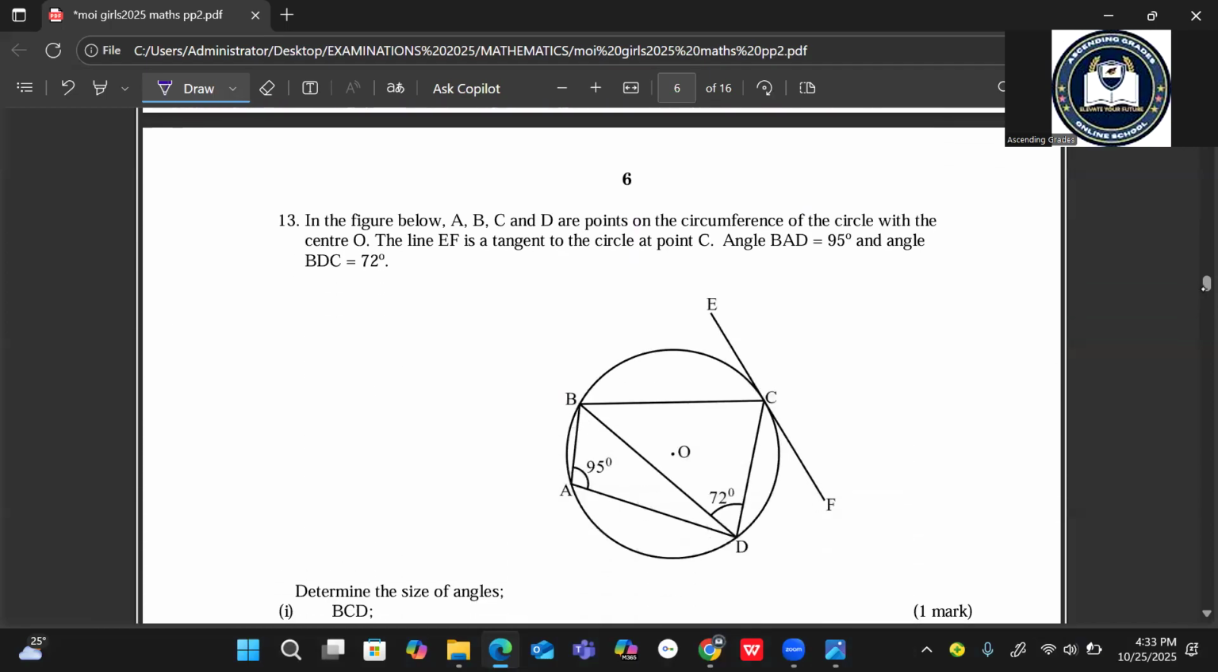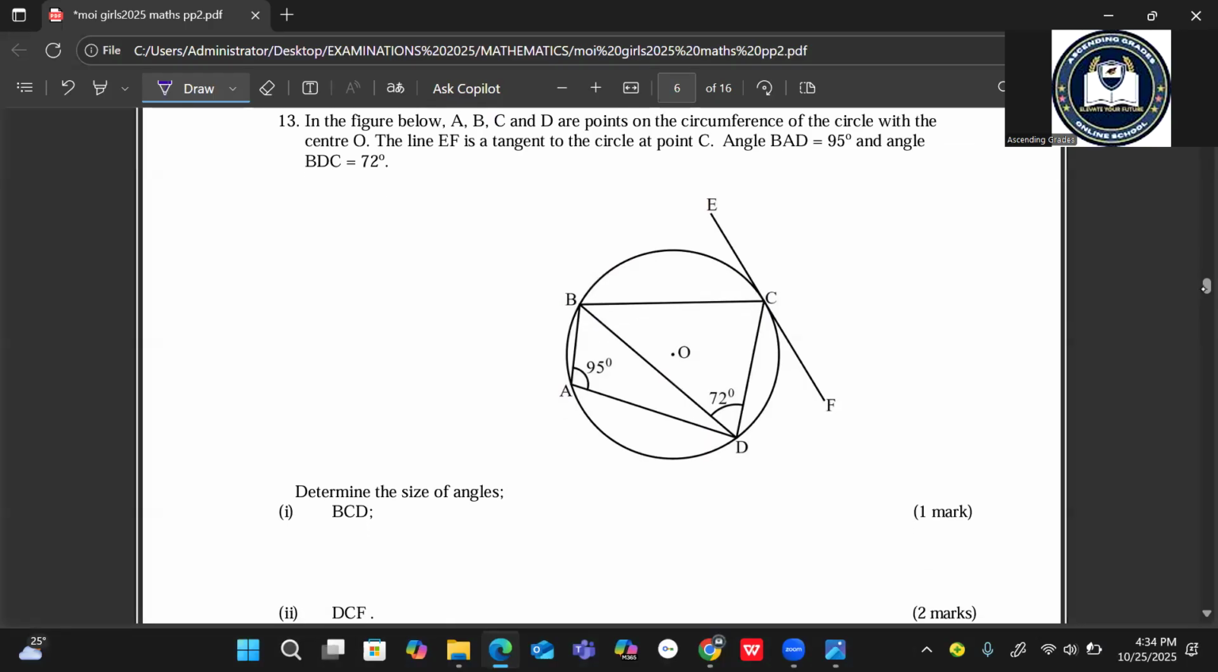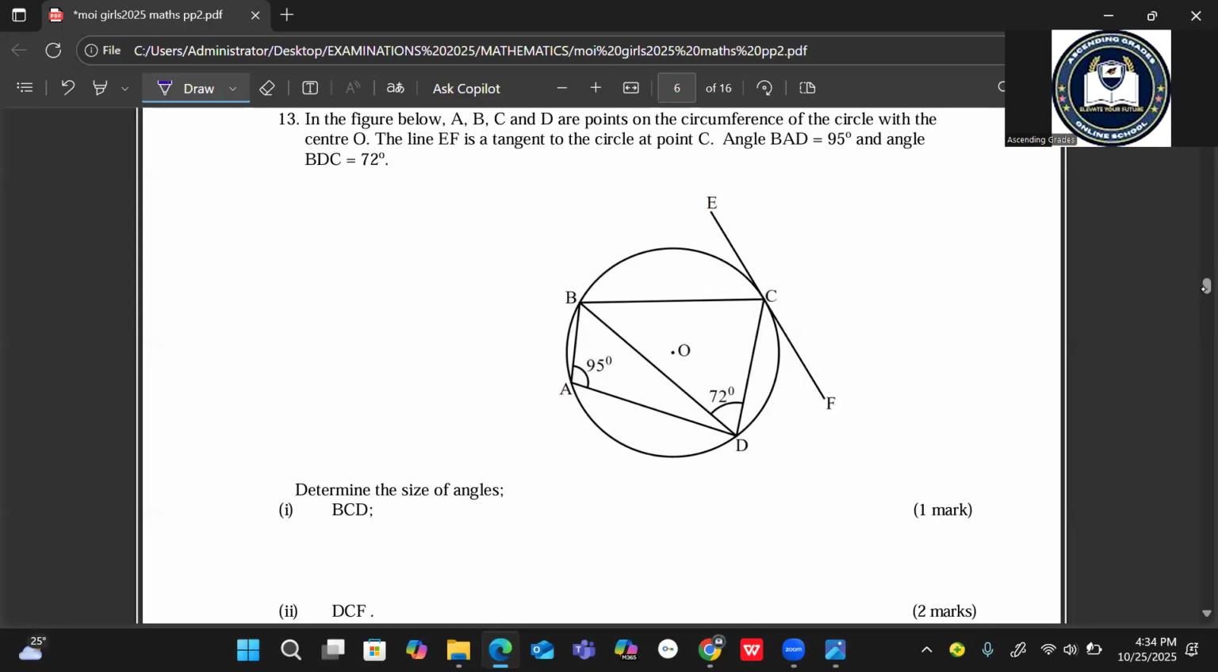That is question number 13. In the figure below, A, B, C, and D are points on the circumference of the circle with center O. The line EF is a tangent to the circle at point C. Angle BAD is equal to 95 degrees and angle BDC is equal to 72 degrees. Now you can see the figure. You're asked to determine the size of angle BCD.